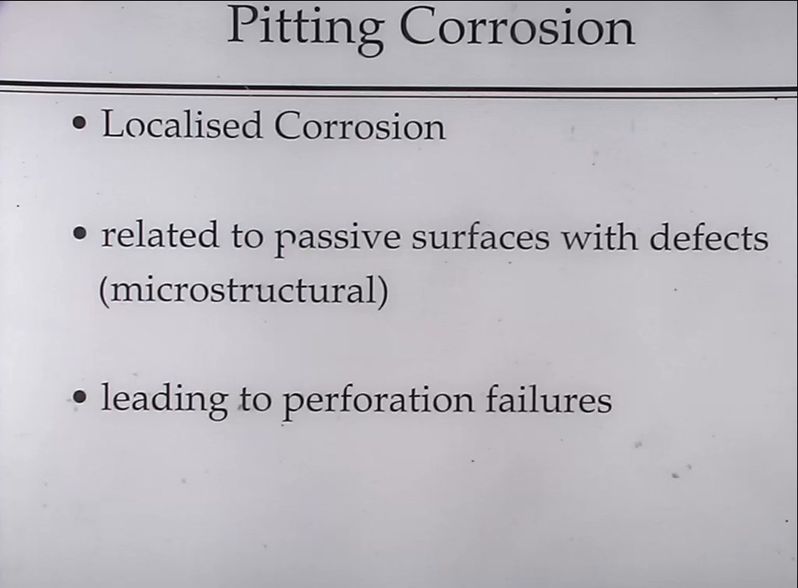Got a couple of examples for you. This is a bit of gas transmission pipeline. It has some large pits on the outside of it. This was due to a coating defect. So all the current became concentrated in a small area, and you've got a perforation failure from the outside in. Clearly a large pit.